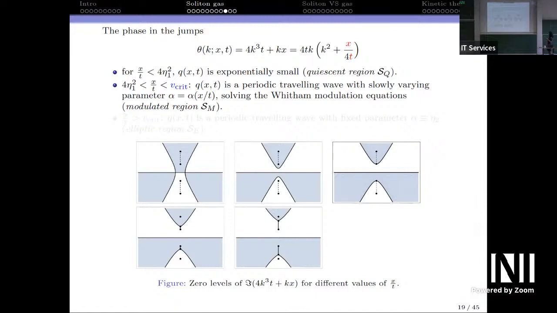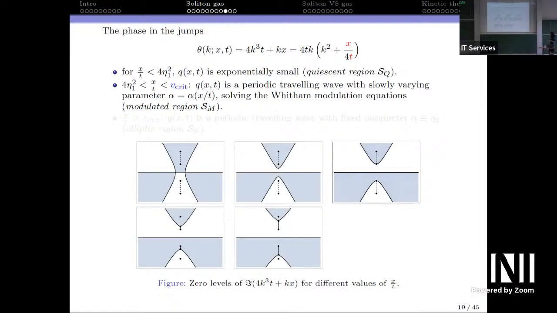So this alpha here, if you see in this picture, these are the jumps. The top part is where we are in the quiescent region, so the jumps really do not contribute. That's why they're dashed. And then at some point, if we move x over t a little bit bigger, we start recovering part of the jumps over here. So this gives a contribution. And this endpoint here, this dot, is really this alpha that pops up.